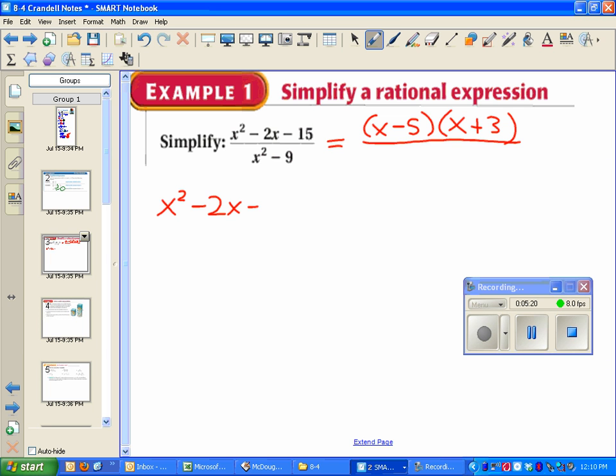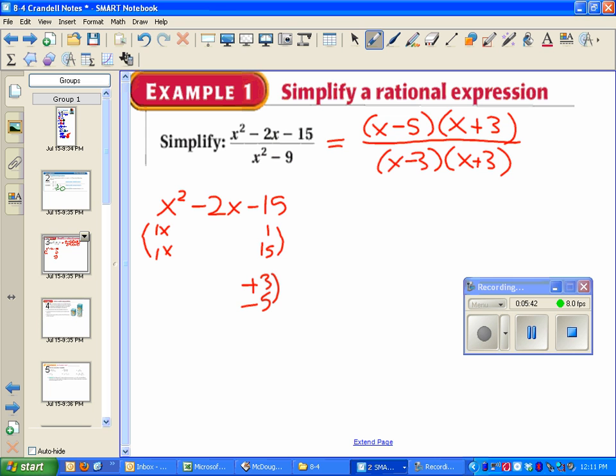If you want to write the factors, 1 and 15, 3 and 5, 1 and 1, 1x and 1x, you're looking for something that adds up to -2, so that would be a -5 and a +3. So that would be that. All right, and then the denominator would be x minus 3 over x plus 3.